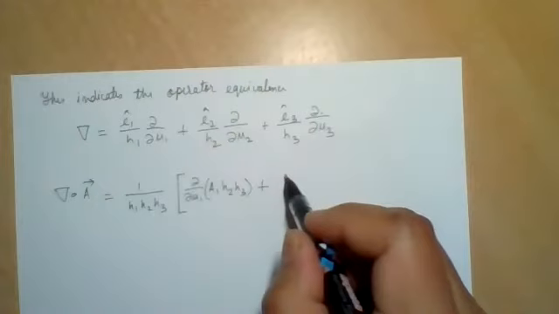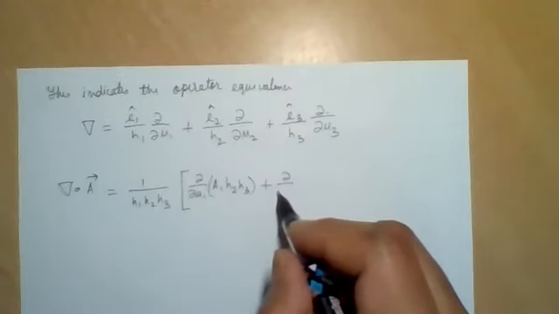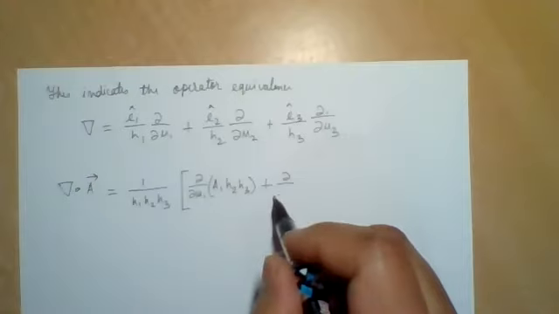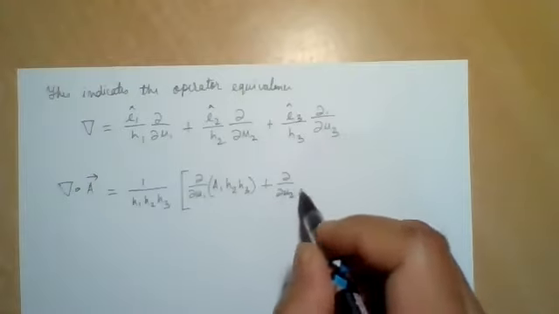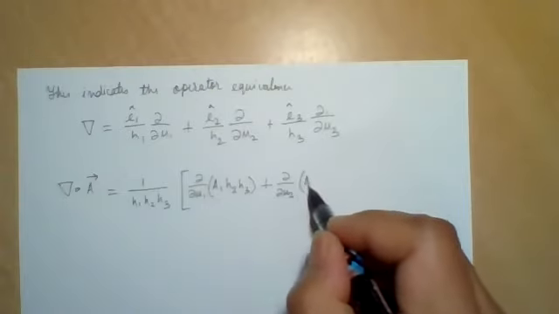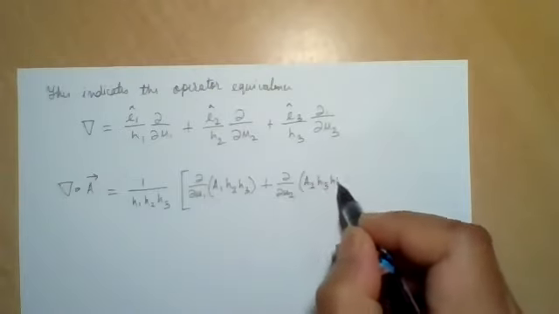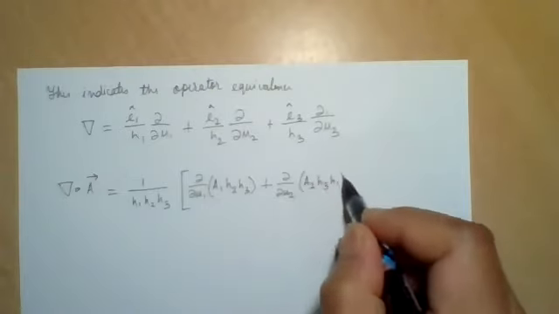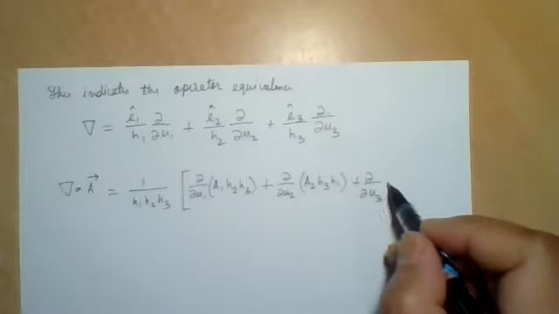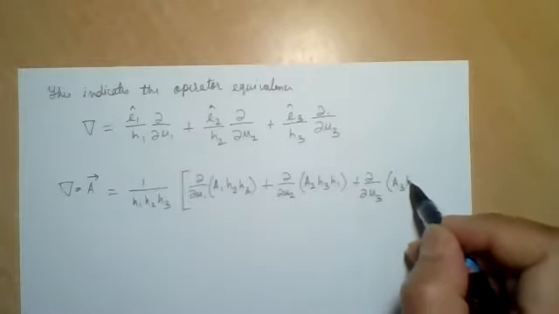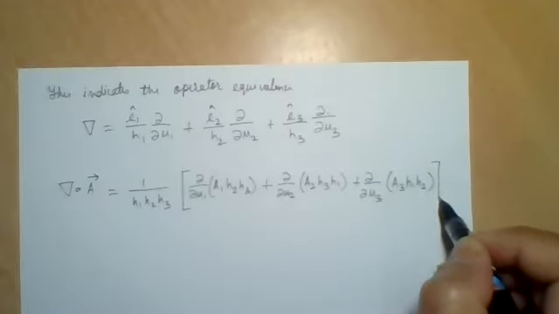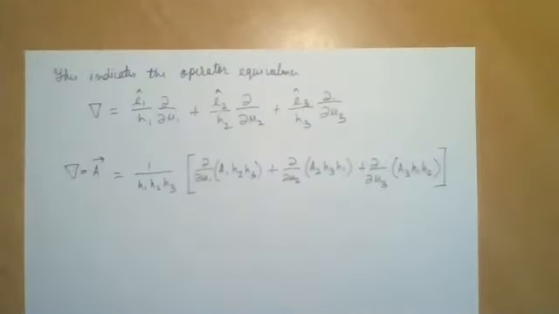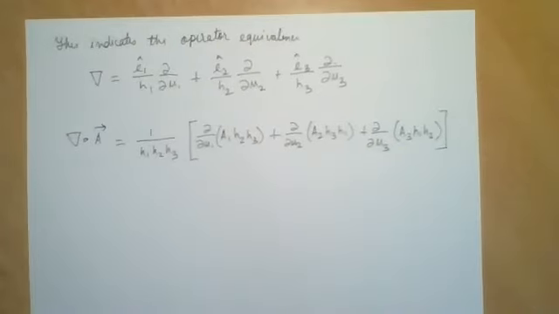plus del by del u2 of A2 h3 h1 plus del by del u3 of A3 h1 h2. So this is the expression for the divergence of a vector field in orthogonal curvilinear coordinates. Similarly, we can also express curl.